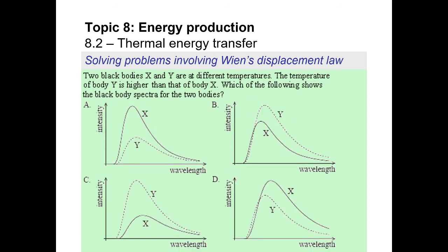Two black bodies, X and Y, are at different temperatures. The temperature of body Y is higher than that of body X. Which of the following shows the black body spectra for the two bodies? Please pause the video at this point and resume it after you have learned and determined what the answer is. We will resume shortly.